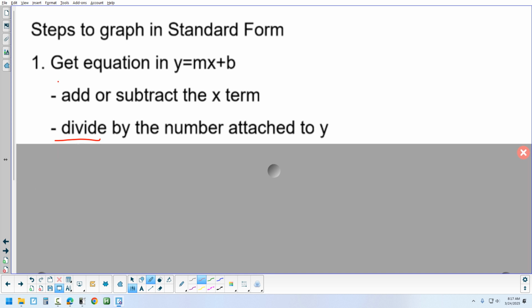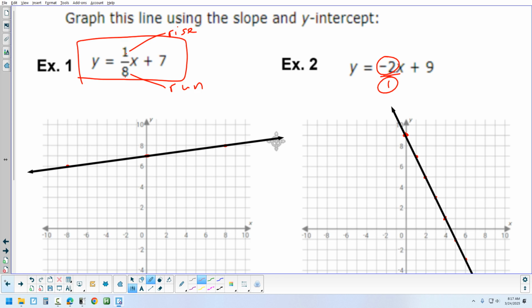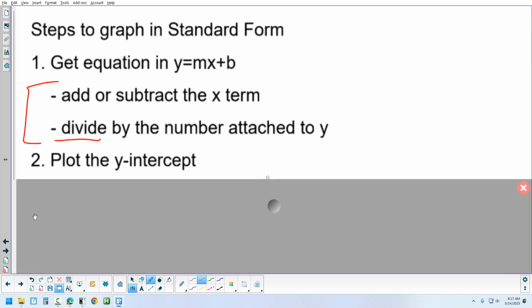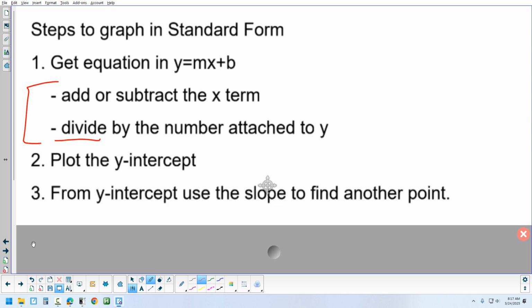Now, once you do these two steps, your problem is going to look exactly like one of those. Now you can do the same thing you did for those ones. So you'll plot your y-intercept, and then the next thing is you'll use your slope, that's the rise over run, to get one more point on the line. Those two steps are the only extra two steps you have to do.